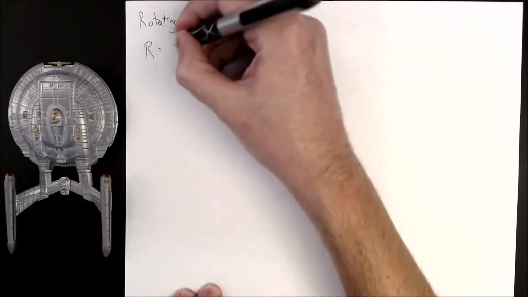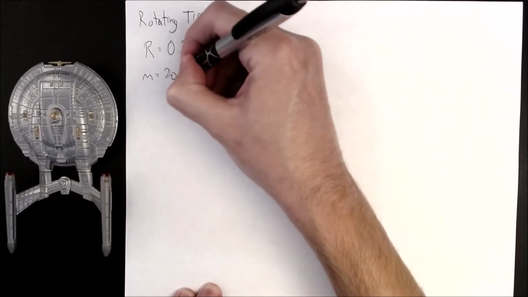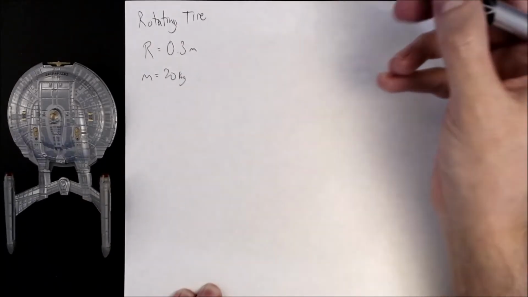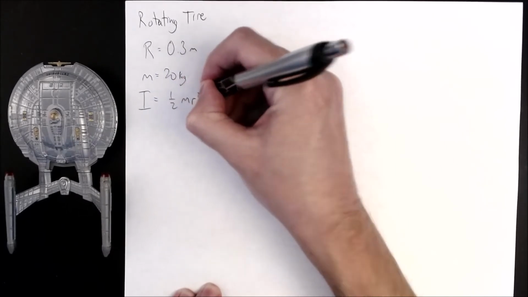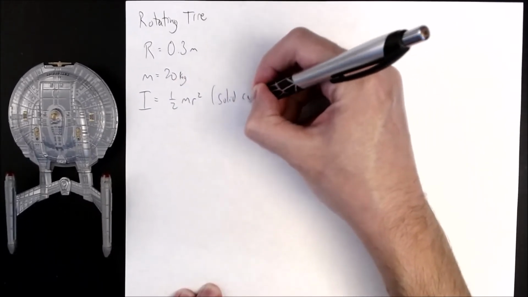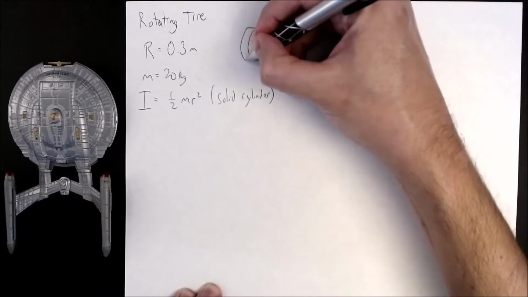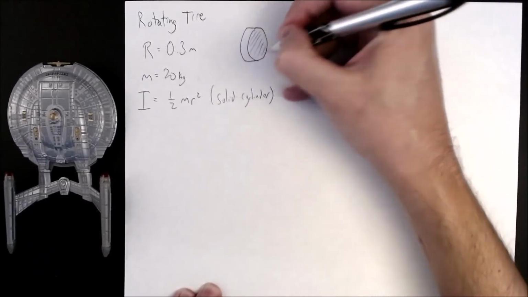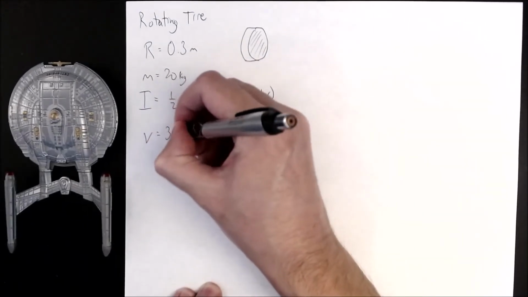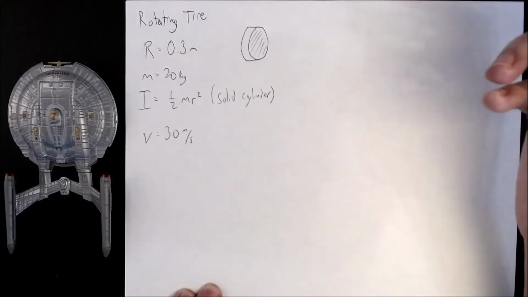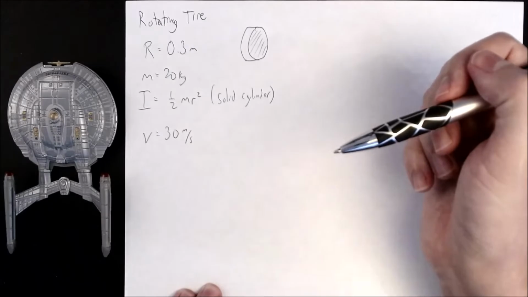I say that the radius of the tire is 0.3 meters. The mass of the tire is 20 kilograms. The tire can be expressed as a solid cylinder, so I is equal to 1/2 mr squared for a solid cylinder. And that kind of makes sense for a tire. If a tire is shaped like this, well, that's a pretty solid cylinder right there. I say that the velocity is 30 meters per second.